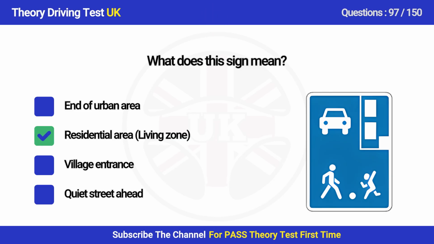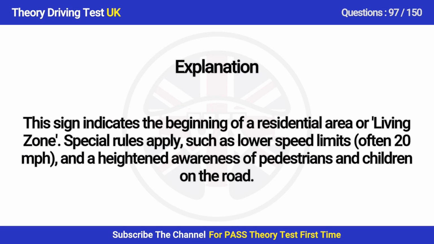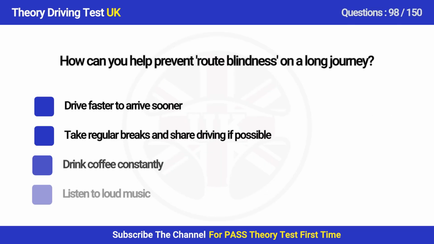Answer is B. Residential area living zone. This sign indicates the beginning of a residential area or living zone. Special rules apply, such as lower speed limits, often 20, and a heightened awareness of pedestrians and children on the road. Question 98. How can you help prevent route blindness on a long journey?